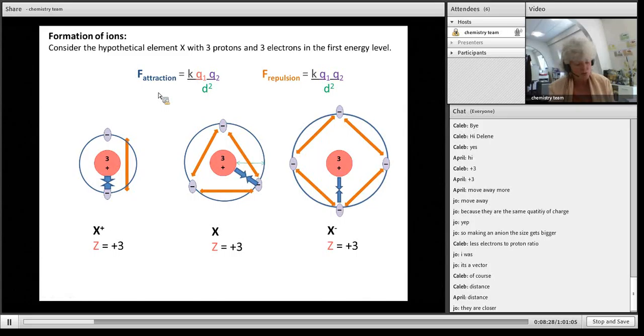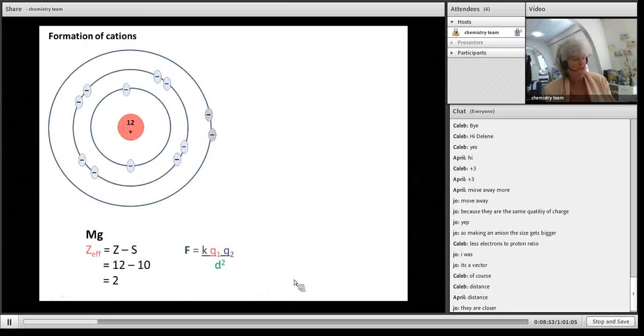So you can still talk about the number of protons, the electrons and energy level, the nuclear charge, the distance. You still talk about those. But when you talk about ions, you have to also talk about the repulsion. So this category of repulsion only comes in when you're discussing the sizes of ions. So very quickly, formation of a cation. Here's one that's not hypothetical, for magnesium.